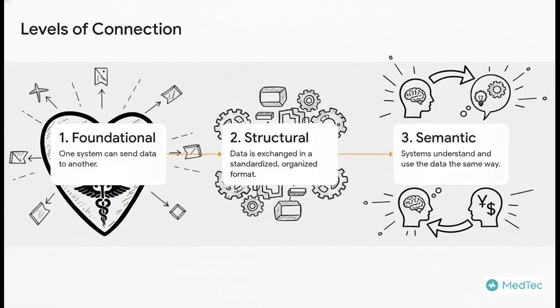And this is actually broken down into three different levels, which makes it a lot easier to understand. Foundational is the most basic level. It's just the pipe, the connection that lets data move from A to B. Then you have structural, which makes sure the data is organized in a way both systems can read. Think of it like a shared file format. But the top level, semantic, that's where the magic really happens. This is when both systems share a common language, so they truly understand the meaning of the data.